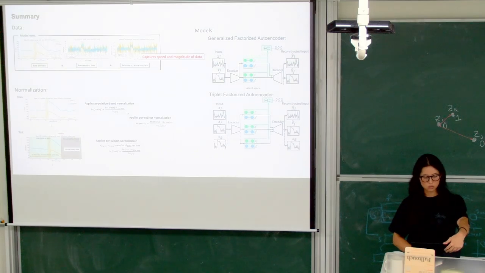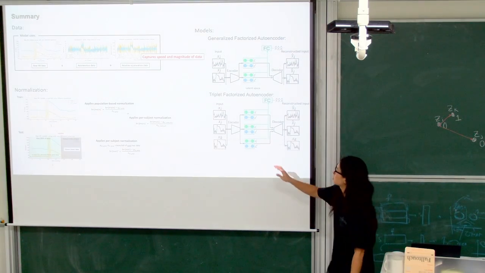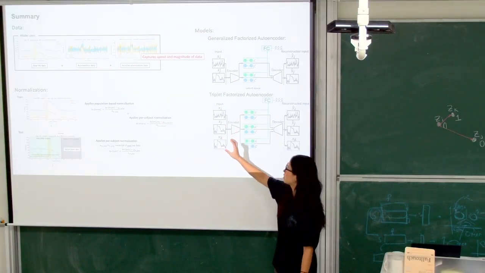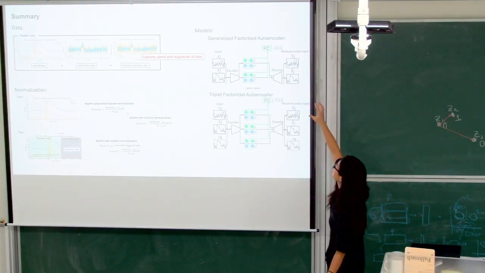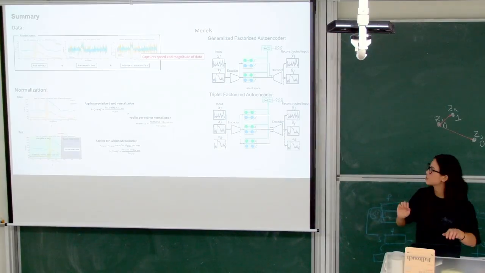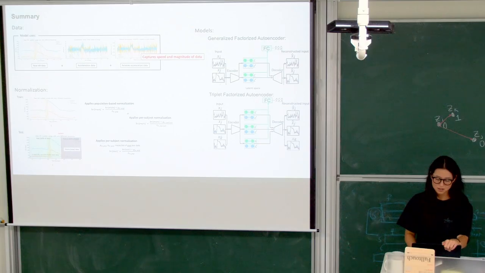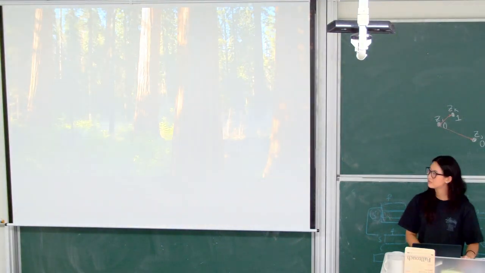Summary: I think the main things were what data they used, the two normalization methods, and the latent space split methodologies for the models. Yeah, so thank you. Any questions, please?